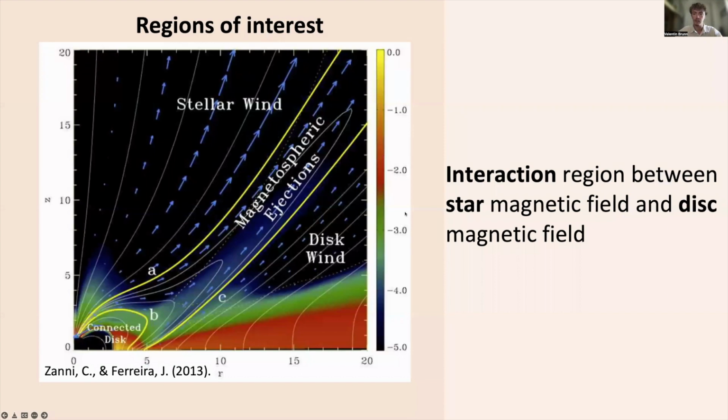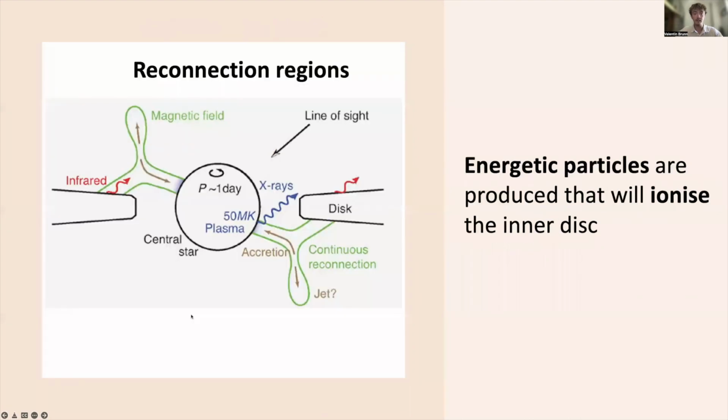I would like to start by giving you the context of the work and showing you what kind of object we are studying. This diagram shows a young star surrounded by its accretion disk and the magnetic field line in this region. The zone of interest for our study is the interaction zone of the magnetic field line of the star and the magnetic field line of the disk. The idea of this work is to study the particles that have been accelerated by magnetic reconnection events and that propagate along the magnetic field line and ionize the disk.